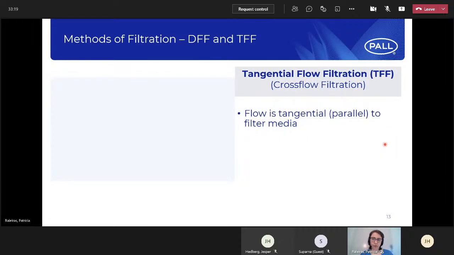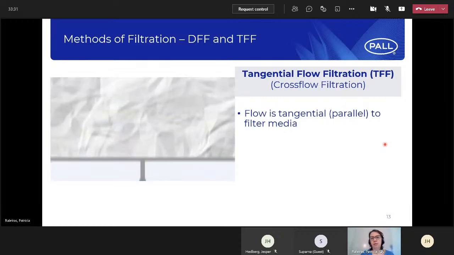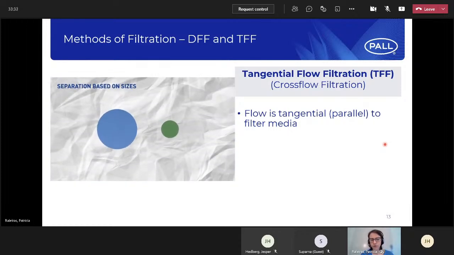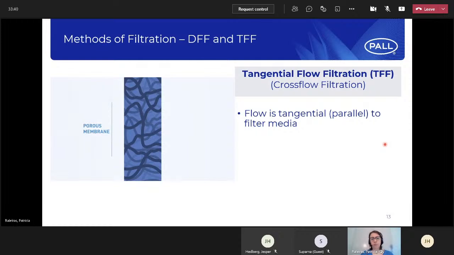It should be ready filtered with one passage through the filter. Tangential flow filtration is another, different type of filtration. Then it's also called cross-flow filtration, and it's a method that is a separation based on sizes. So here you can actually separate components that are dissolved in solution. You have a porous membrane. And the difference with direct flow filtration is that the feed is tangential or parallel to the filter medium.